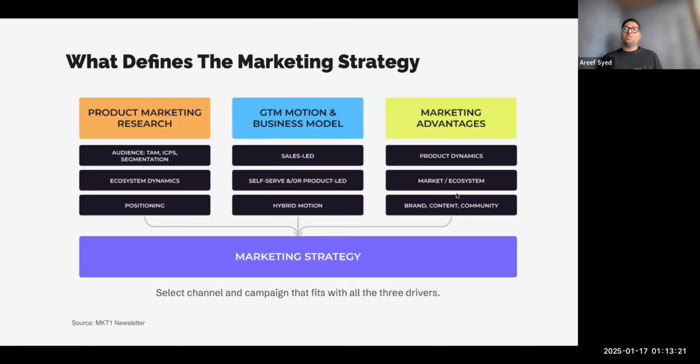marketing. So understanding what are the advantages you have as a company would significantly accelerate your journey here, and you can be a lot more without wasting too much time and other resources. You can be way ahead of it. So these are the three things that drive your marketing strategy.